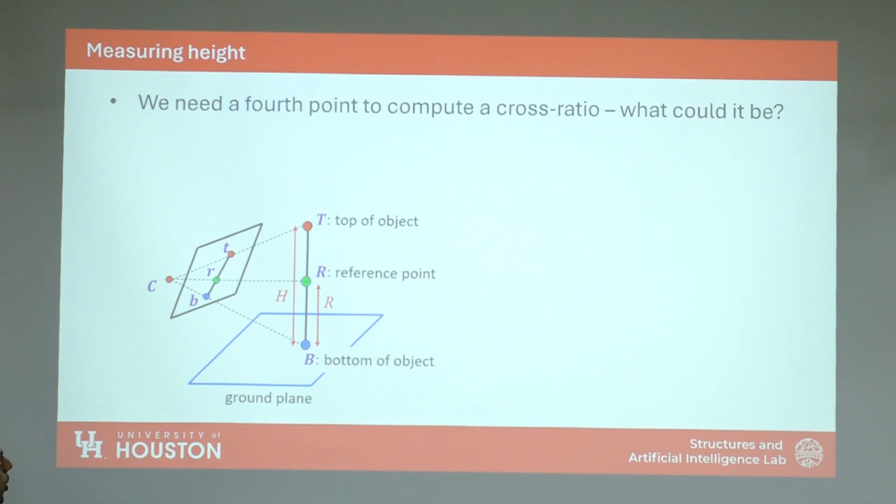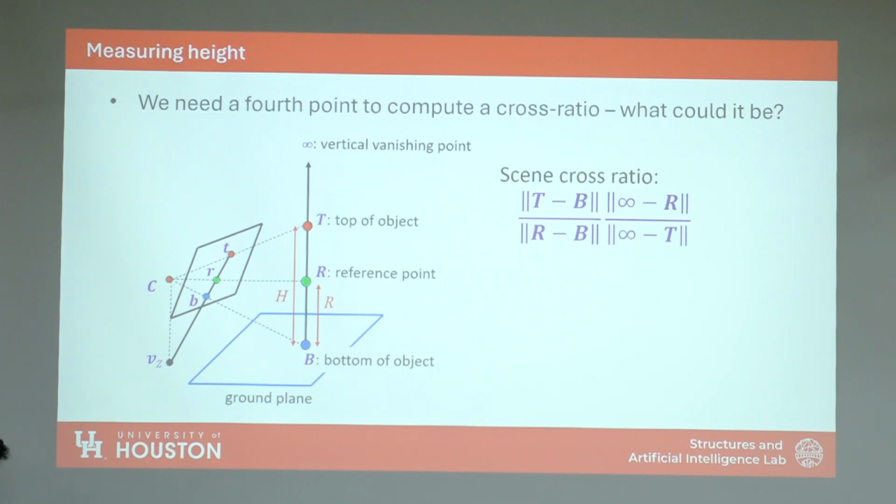Now we need a fourth point to compute the cross ratio. In this case, what would that be? What's the additional point that we can use apart from these 3 points? We saw that in the example that I showed you. It's the vanishing point, right? We have the vanishing point there. We have the image of that. And we can use that to compute the cross ratio.